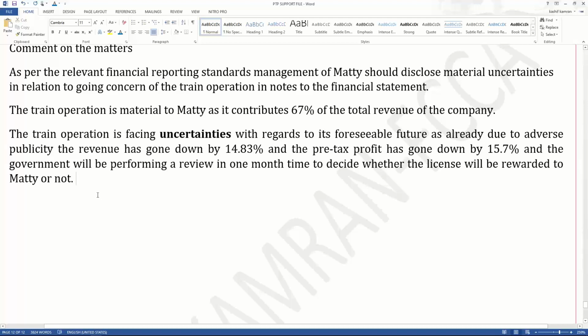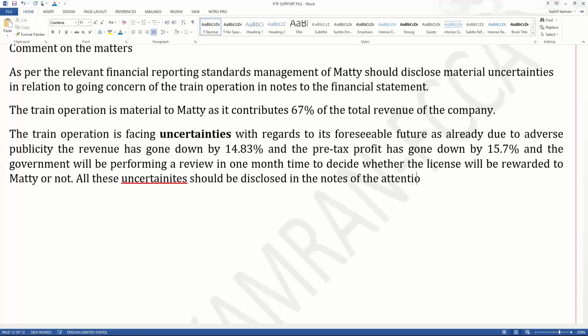Now, these are all the uncertainties which need to be disclosed in the notes to the financial statements, because it is a listed company. So all these uncertainties should be disclosed in the notes, for the attention of the shareholders, being a listed company.